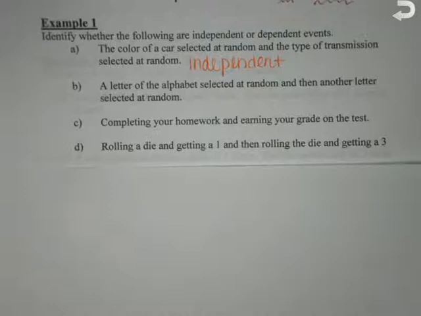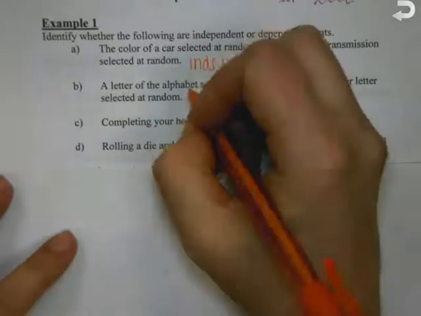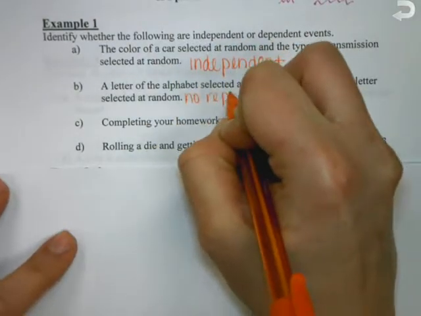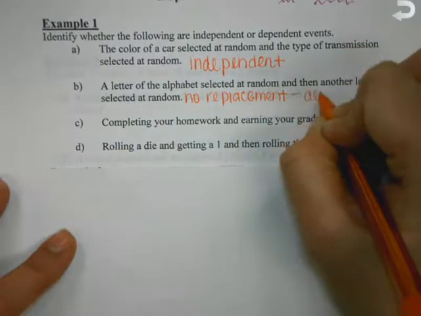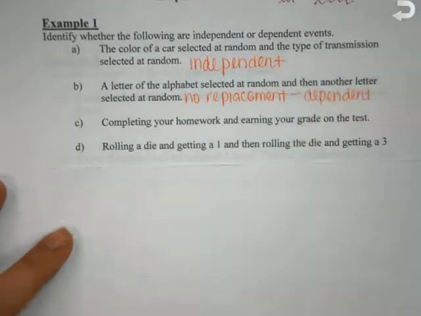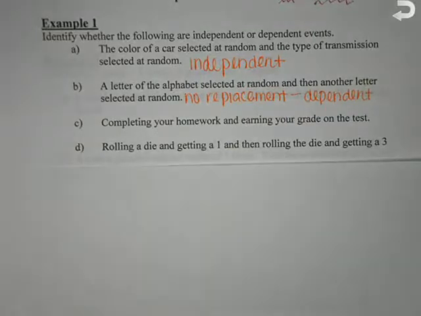Okay, so a letter of the alphabet selected at random, and then another selected at random. Are those independent or dependent? Dependent. Actually, this question is not worded very well. If we pick a letter and then you have to pick a different letter, then they would be dependent, right? So let's say no replacement means they are dependent. Okay. If I had a bowl full of the alphabet letters and you pull one out and then you stick it back, then they would be independent. But if you keep it, no replacement, it's dependent.